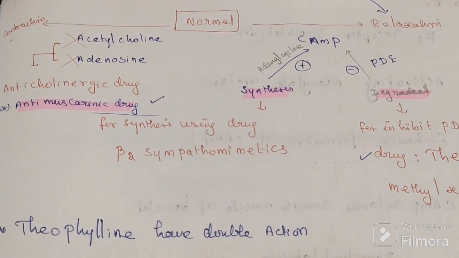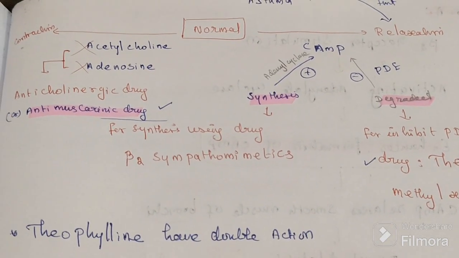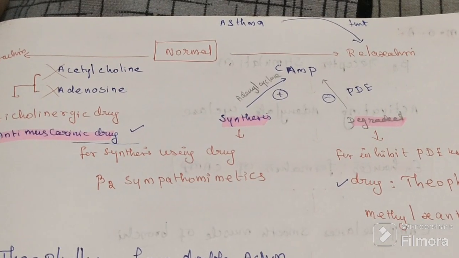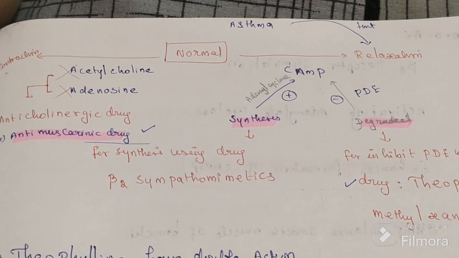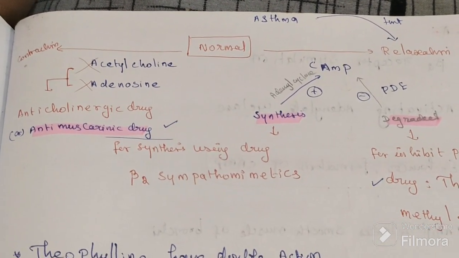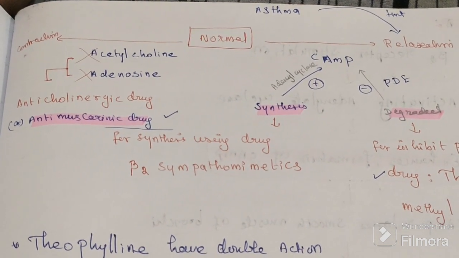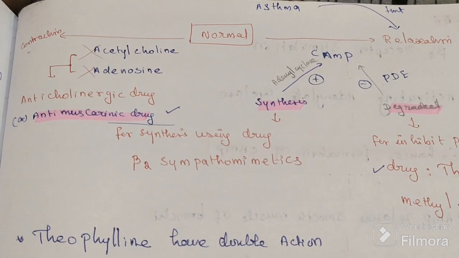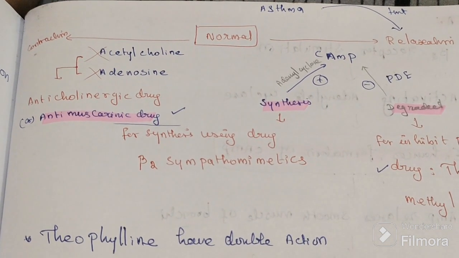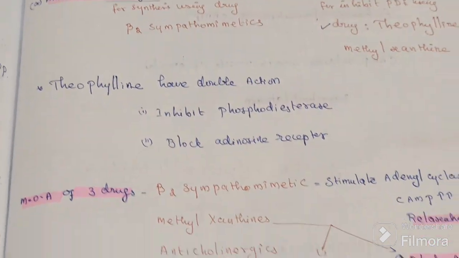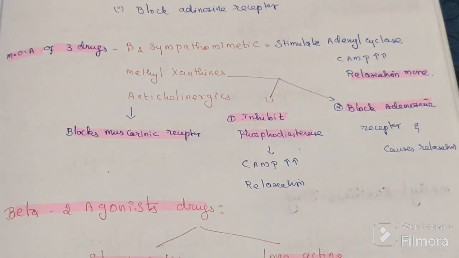Adenosine is blocked, and by this it also causes relaxation. What is the mechanism of action of anticholinergic drugs? It blocks the muscarinic receptor. The M3 receptor is present on the lungs.